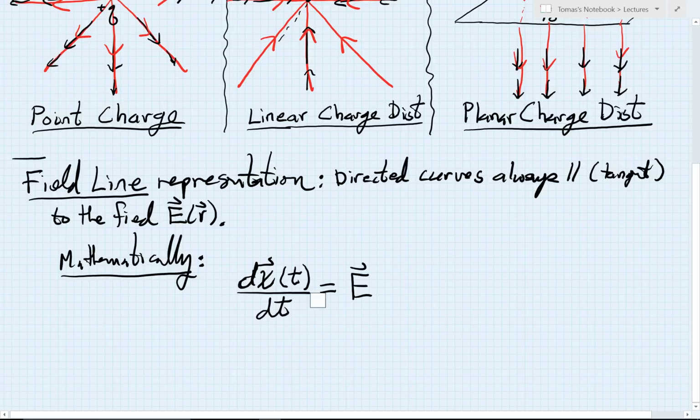That will maintain a nice parallel relationship, which is all that I really need. And I have to be, of course, parallel to the electric field at the point where I am at any given instant. So this is the electric field measured at my location, vector x I'm calling it, at time t, or at parameter t. That would then become my mathematical definition.